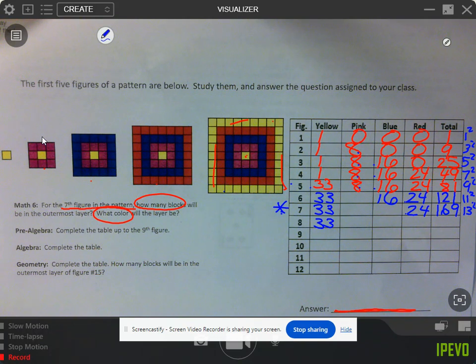From this now, is there a number that we would be able to fill in? Knowing what we now know about our patterns, can you figure out what the pink would be?